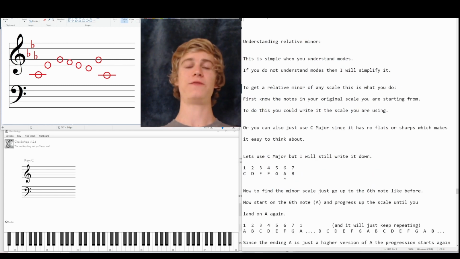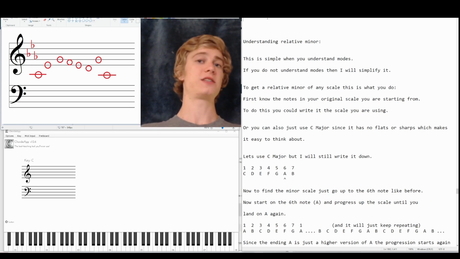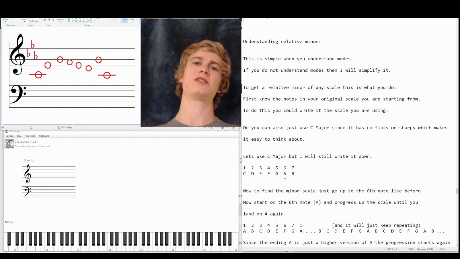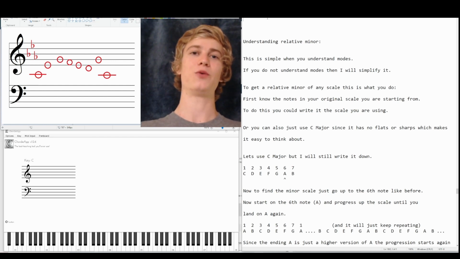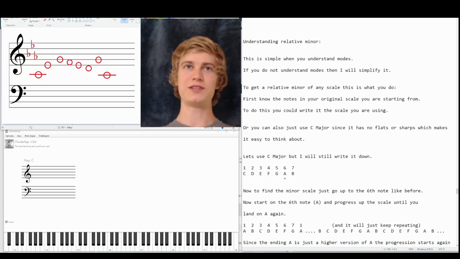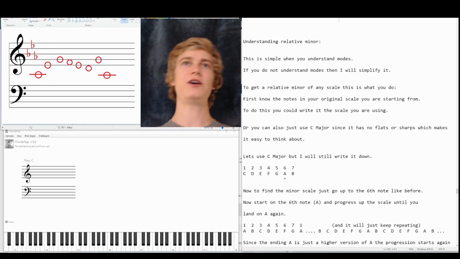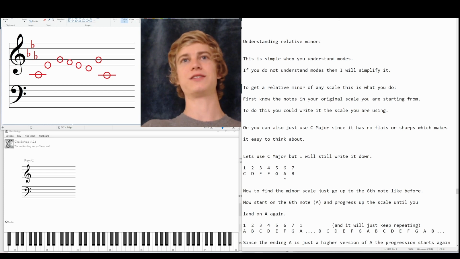So now this part of the video is going to be about understanding relative minor further. This is a really good thing to understand because it's going to be a basic level of showing you, okay, why do these two things sound good when they're next to each other? And we can kind of start to come up with some simple ideas off of this. And from here, we can grow to much more complex and bigger ideas. So relative minor. This is simple when you understand modes. If you do not understand modes, then I will simplify it. To get a relative minor of any scale, this is what you do.